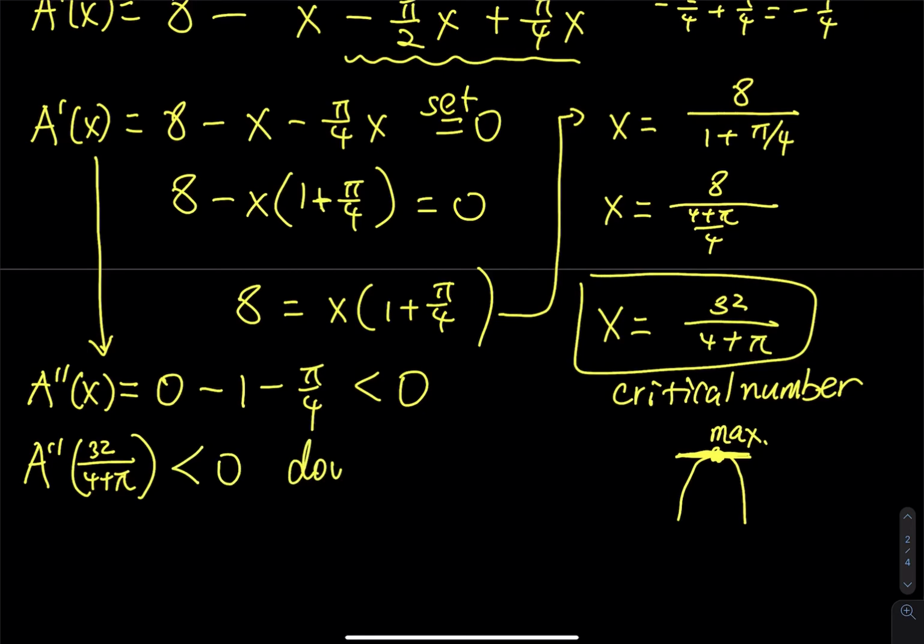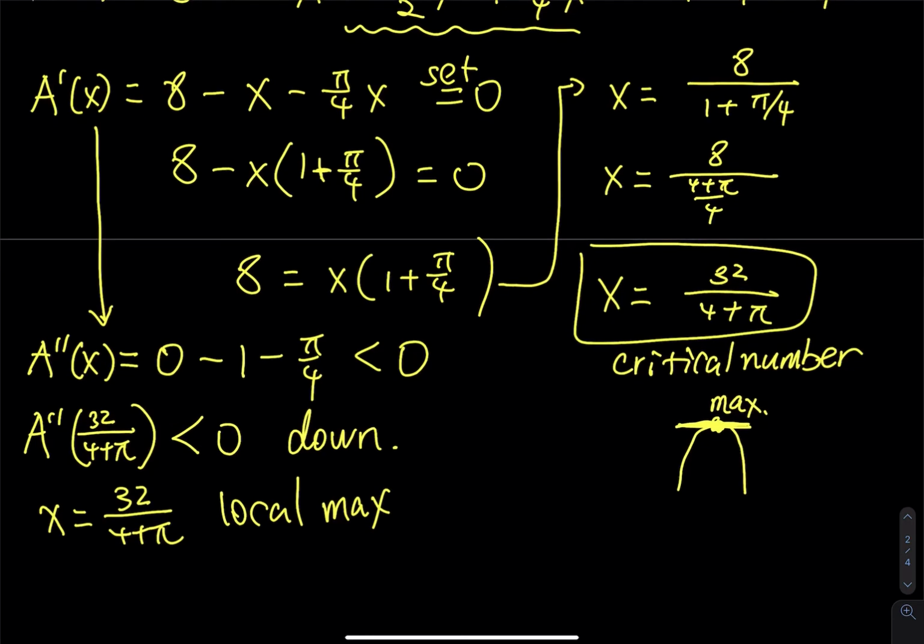So concave down means when x equals 32 divided by 4 plus pi, this is a local maximum, because we have concave down, and this x is my critical value. That means at x we have a horizontal tangent, so this must be a maximum. We don't need the sign chart at all.